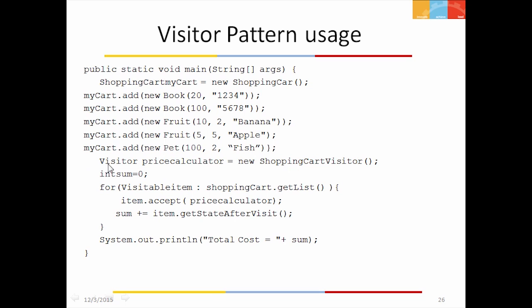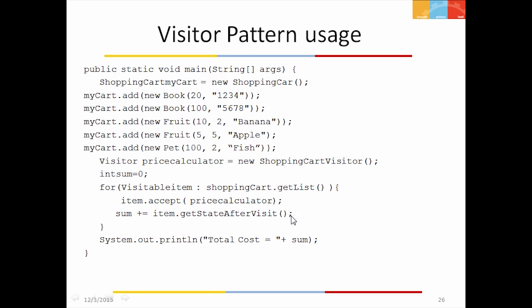And then for the visitor price calculator, I'm creating a shopping cart visitor, and then I'm iterating over each of these visitable items that has been purchased and put in the shopping cart. The item.accept method is called, which will in turn call this visitor's visit method, pricing calculator dot visit. That will in turn apply the pricing calculation logic and will essentially get the final value. So finally this is getting accumulated.